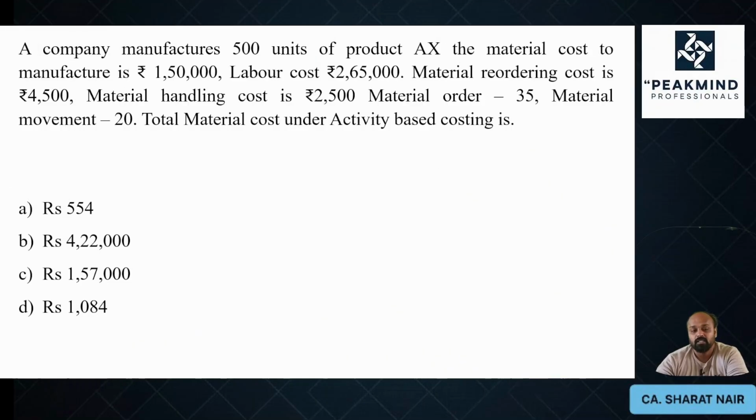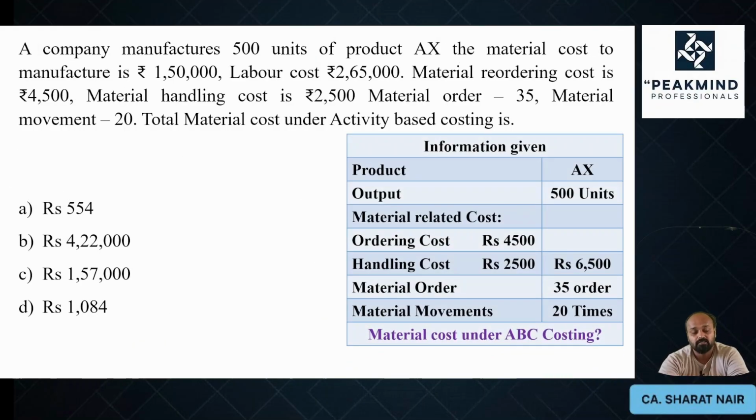Going further, in the next question, the information is that the company is manufacturing a product AX and output is 500 units. Material related costs which are incurred are ordering cost and holding cost, which are 4,500 and 2,500, totaling 6,500. The number of times the material has been ordered is 35 times, or I can say 35 orders, and material movements take place 20 times.